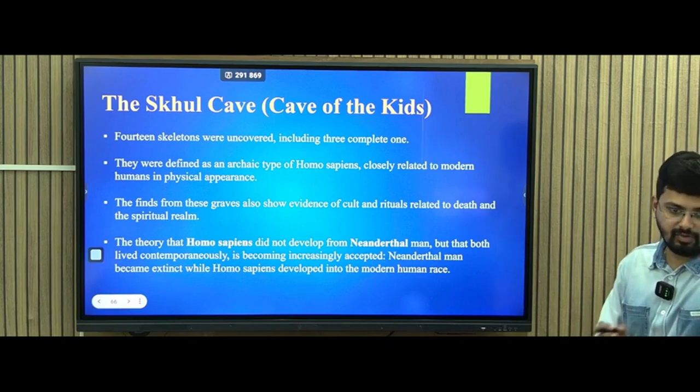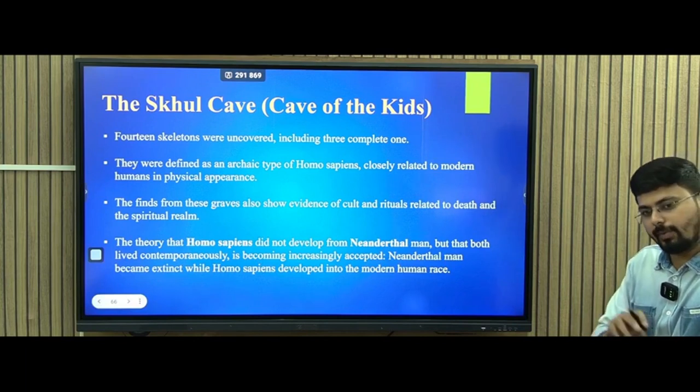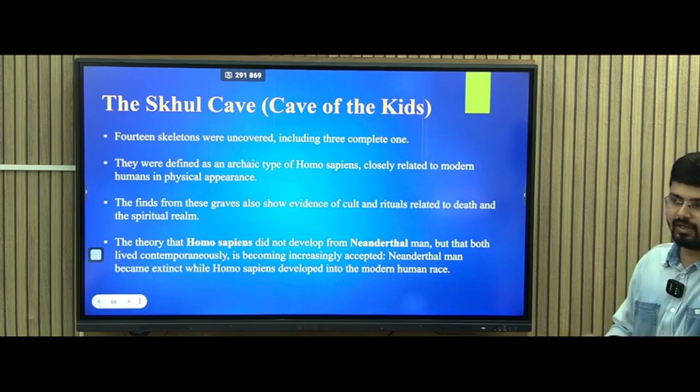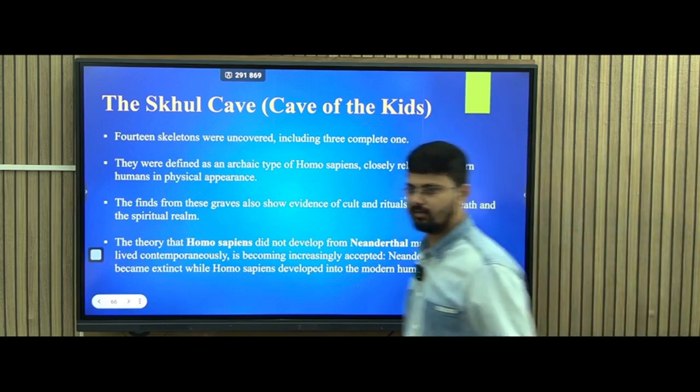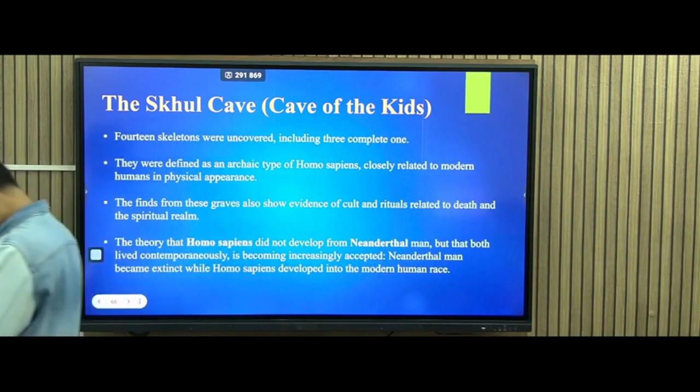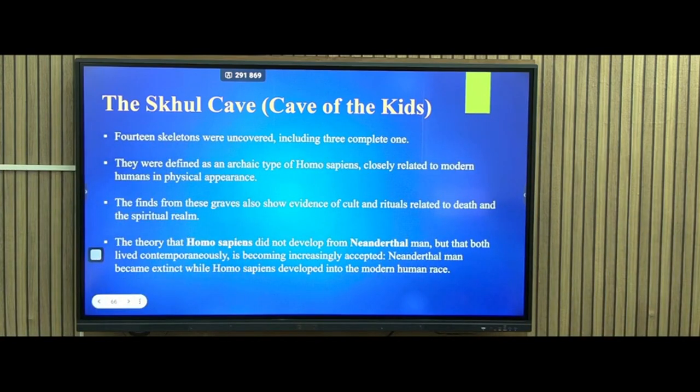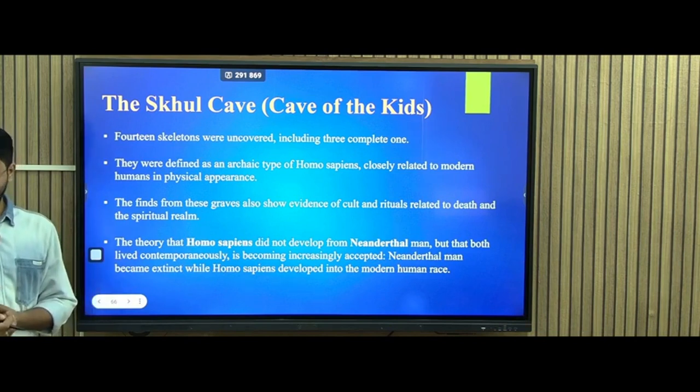Genetic evidence shows that most people in various places except in Africa have Neanderthal DNA, 3 to 4% in their genetic material. So 3 to 4% of Neanderthal DNA is present. That means sometime in the past there was mating between the two. Interbreeding has happened.